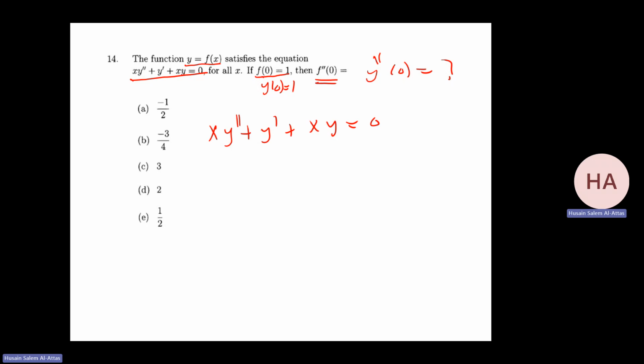Okay. Now we'll differentiate with respect to x.